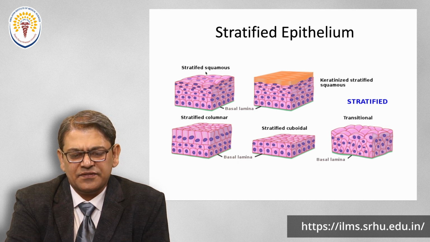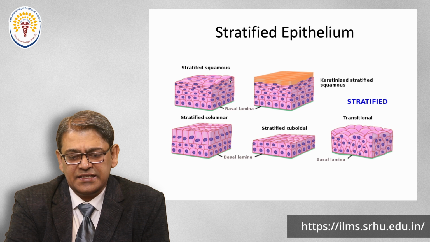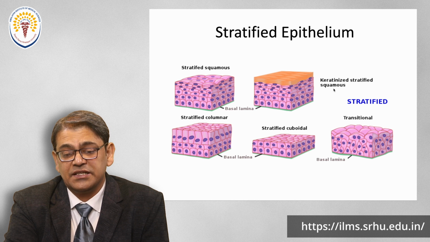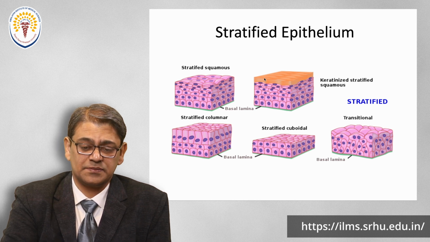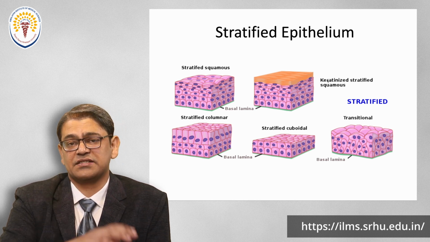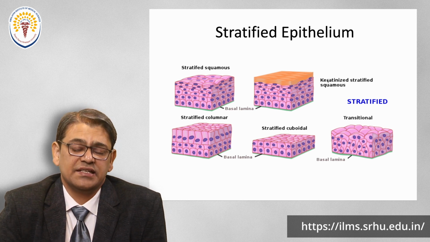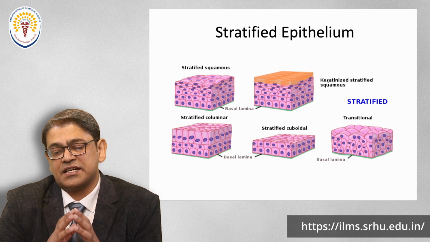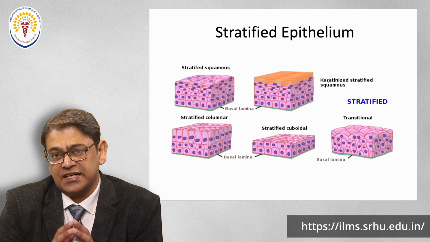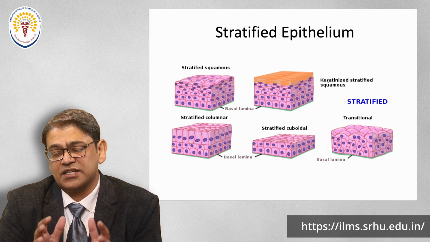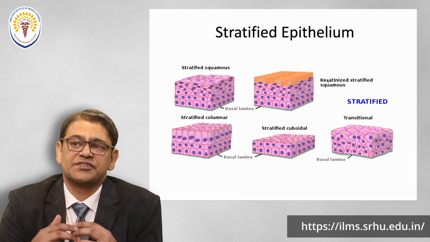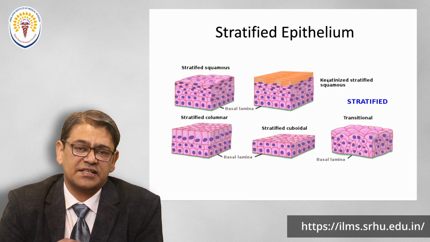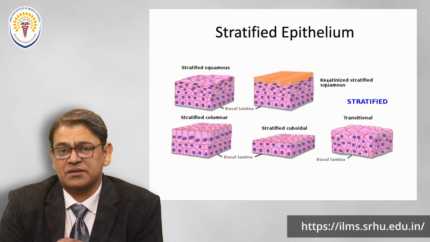The first one is stratified squamous non-keratinized, and the second one is stratified squamous keratinized. What does it mean? Keratin is a layer present above the cells, and it prevents water loss through this area. All our skin is covered with stratified squamous keratinized epithelium, because keratin prevents water loss and also gives strength against friction and rubbing. That is the advantage of keratinized stratified squamous epithelium.